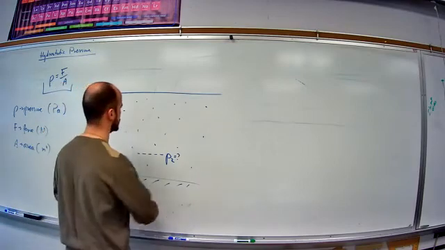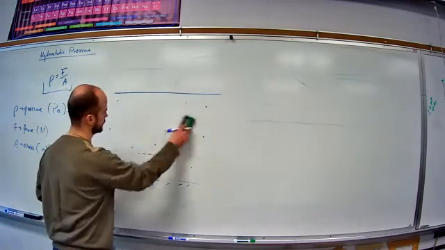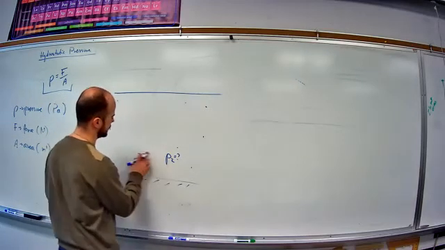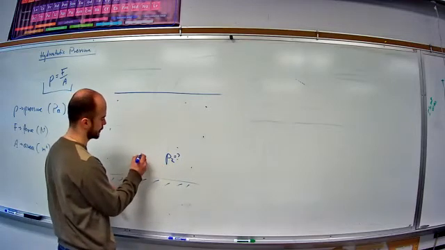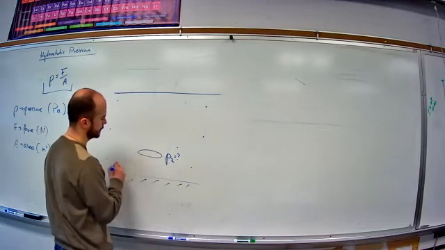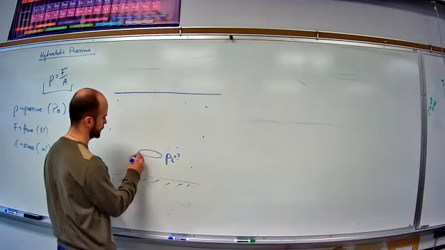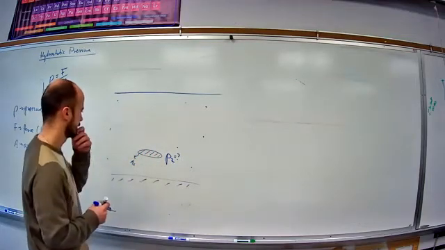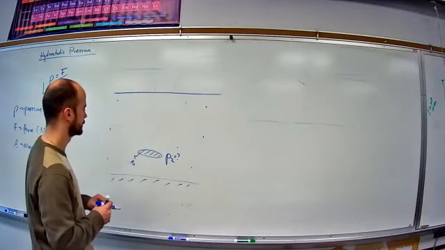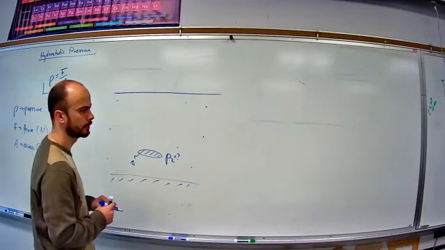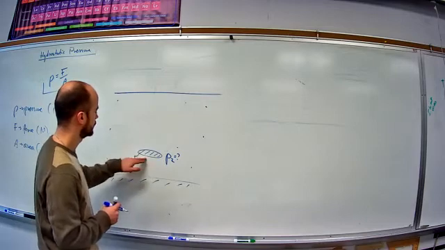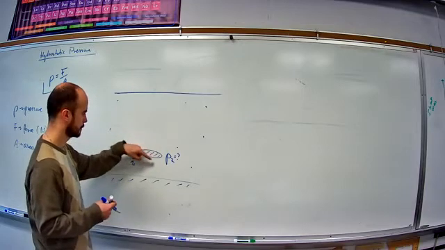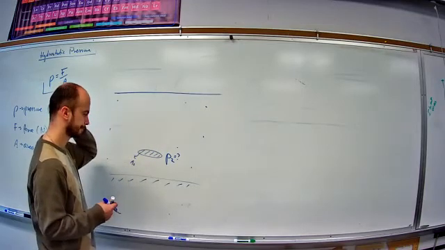To do that, let me clean this up a little. I'm going to get rid of all of these little particles. I'm going to make up an area here. Let's say I have a little circular plate right here, with a certain area. We're going to call this area A2. And I could figure out P2 if I knew how much force was generated against this plate right here due to the water.